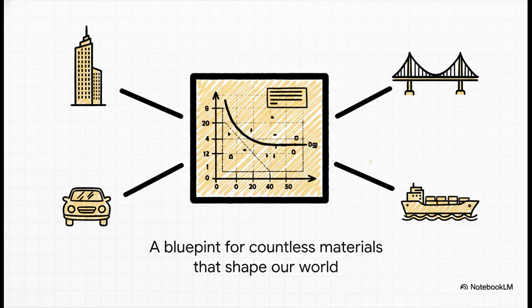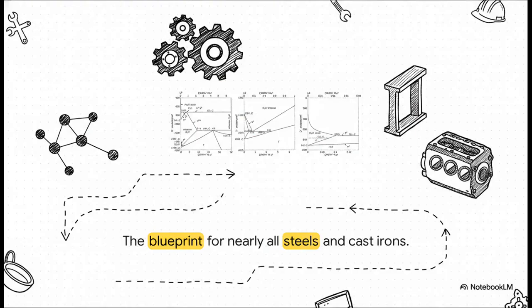Okay, so with that foundation, we're going to zoom in and focus on what is arguably the single most important map for the materials that build our modern world. I'm talking about the iron-carbon phase diagram. And here it is, the big one. Yeah, it might look a little intimidating, but just remember the analogy. This is just a map. It's the essential blueprint that tells engineers how to navigate the world of iron and carbon to create basically everything from skyscraper beams to the engine block in your car.